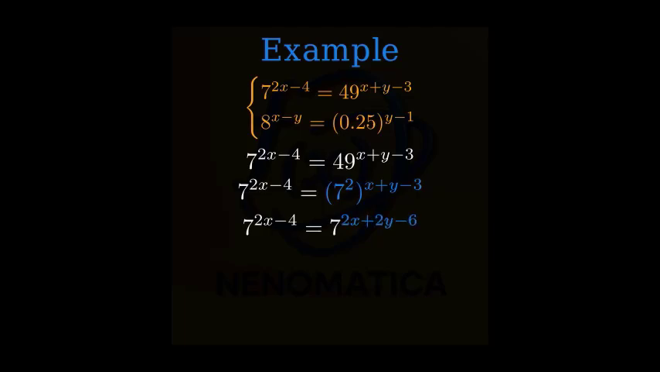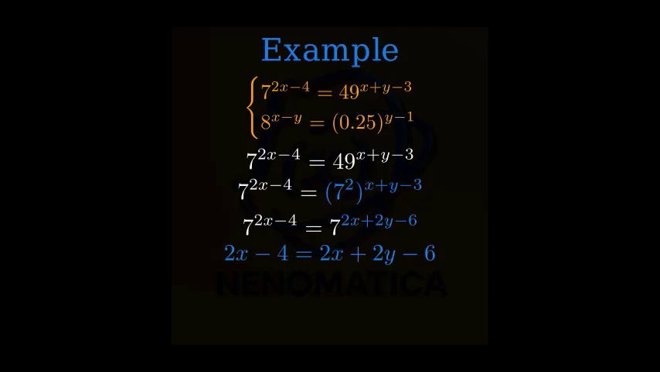Next, we can use the power rule for exponents. When we have a power raised to another power, we multiply the exponents. This gives us 7 to the power of 2x minus 4 equals 7 to the power of 2 times (x plus y minus 3), which is 2x plus 2y minus 6. Since both sides of the equation have the same base, 7, the exponents must be equal.